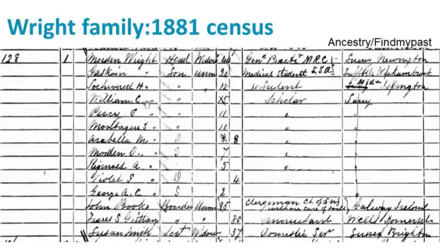So this is the 1881 census. Up here is the father, Morden Wright, and you've got the children being listed. So Gascoigne, Cheverell, William, Percy, Montague, Arabella, another Morden, Reginald. So we're going to follow those names through.